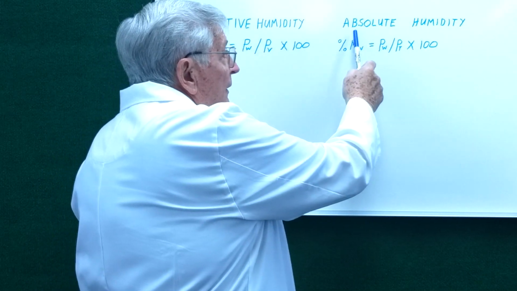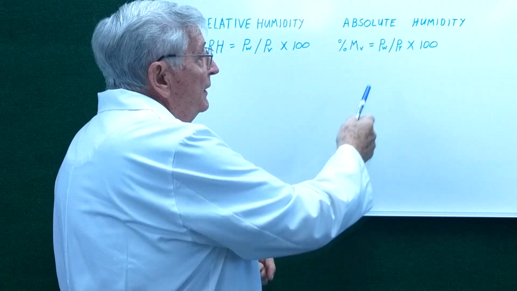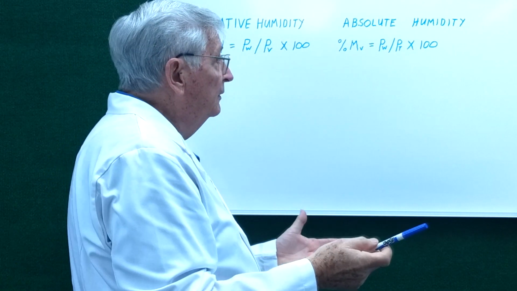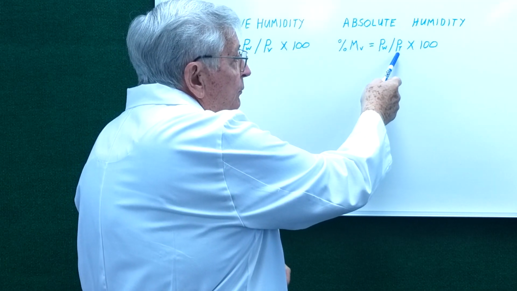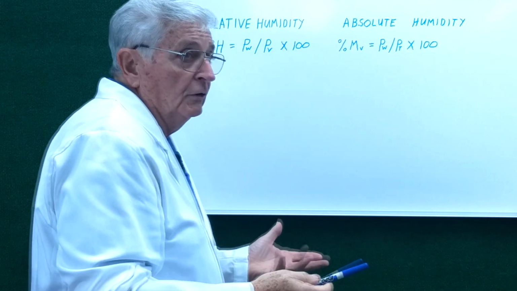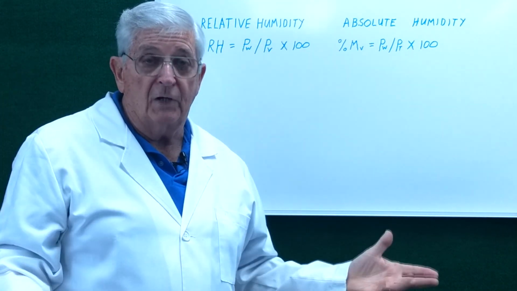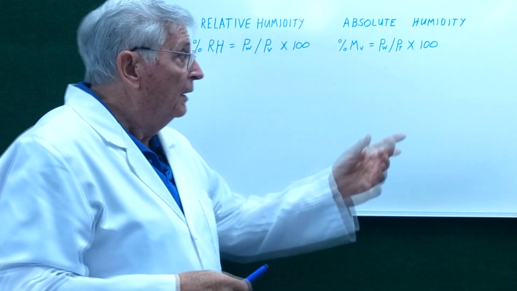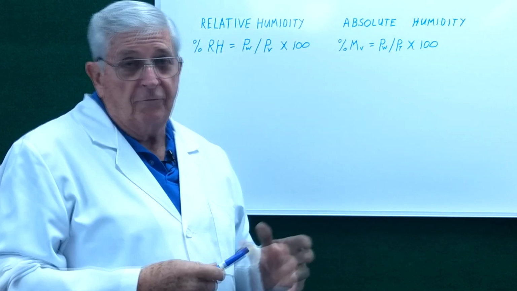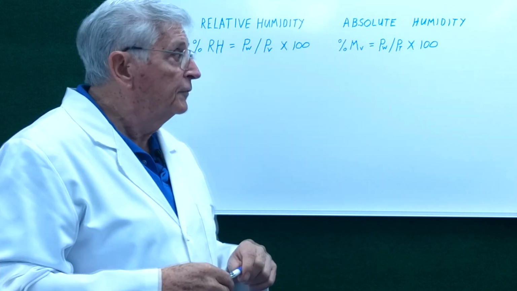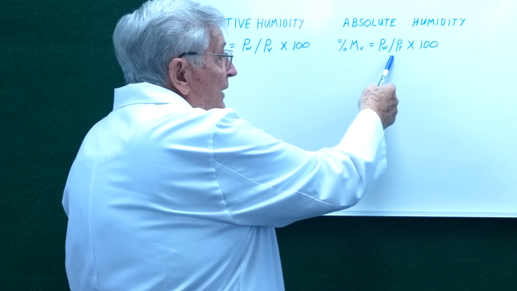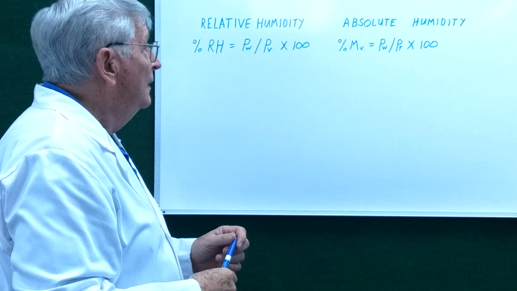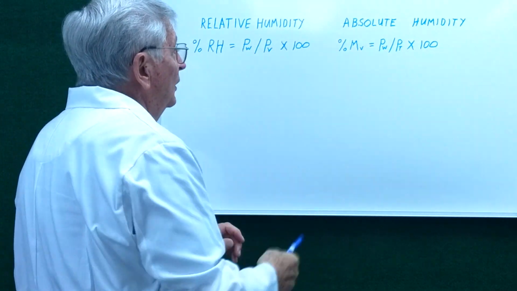So for this scale for absolute humidity, again, we have the partial pressure of the water vapor. And in this case, we talk about the total pressure, the total atmospheric pressure in the room, or in an industrial process, the pressure could be considerably different than normal atmospheric pressure. So that ratio times 100 is the percent moisture by volume. So you can see the equations are very similar.